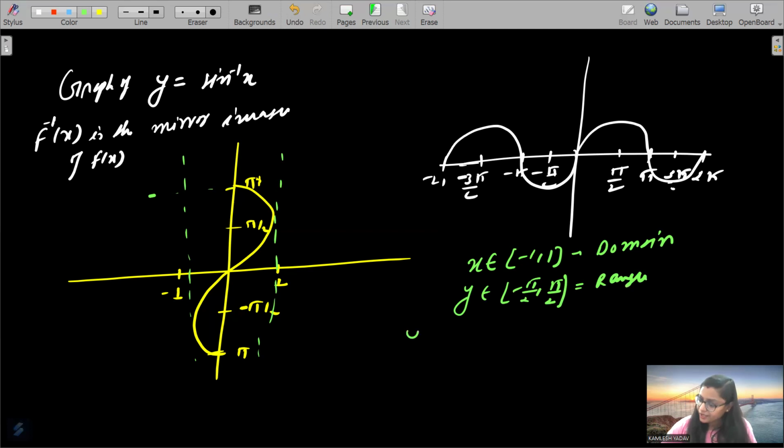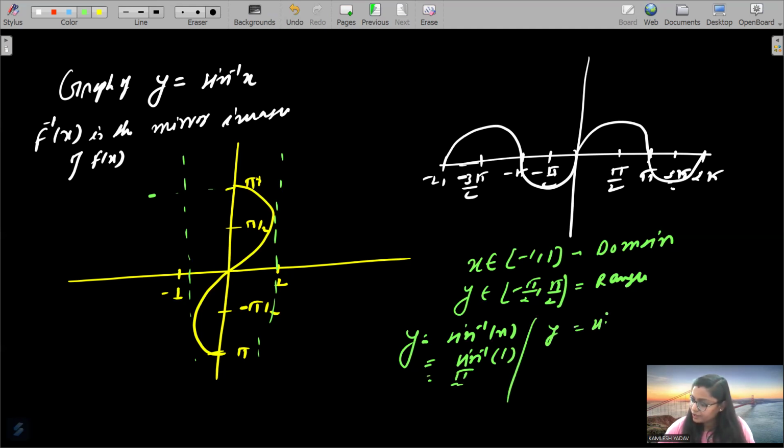Understood? Suppose we have the function sine inverse x, and we put values of x in it. Then sine inverse of 1 equals pi/2. And when we put x = -1, sine inverse of -1 equals -pi/2. So the range is the closed interval [-pi/2, pi/2]. So this is the graph, domain and range of sine inverse x.